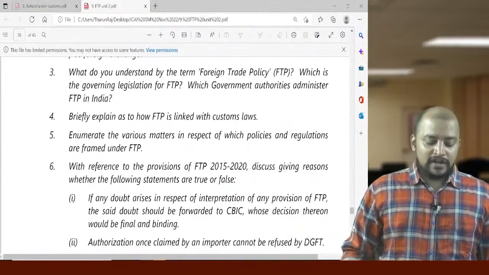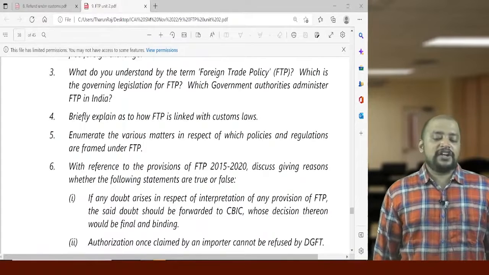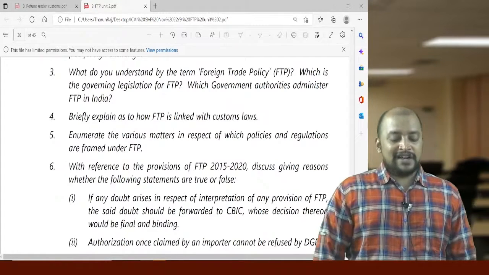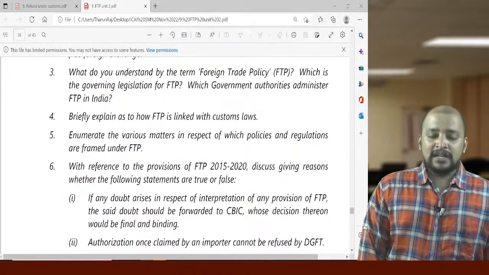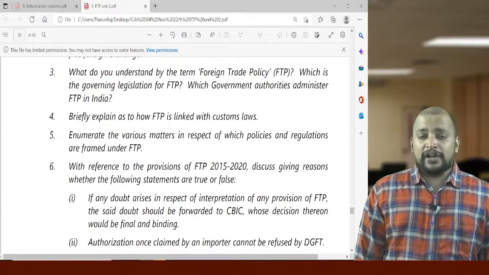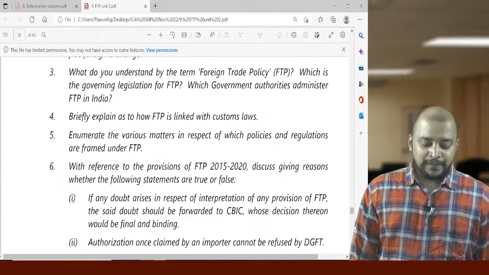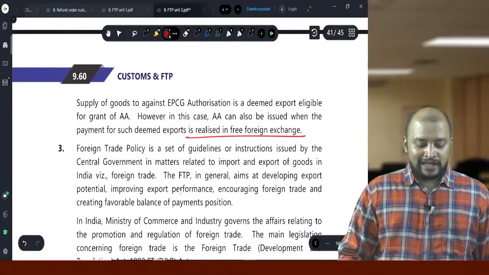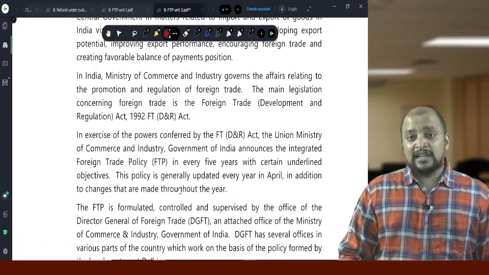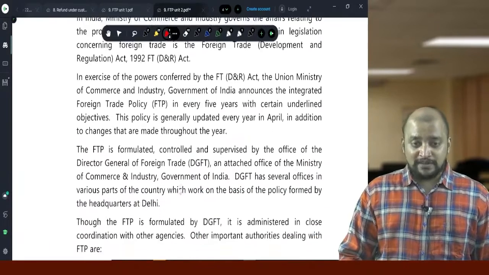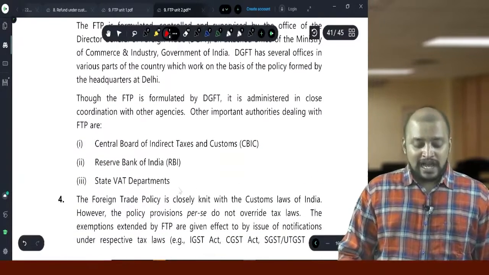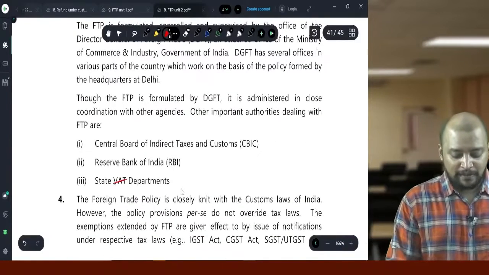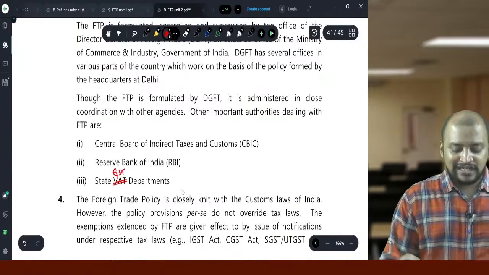Question number 3. What do you understand by the term foreign trade policy, and which is the governing legislation for FTP? The governing legislation for FTP is the Foreign Trade (Development and Regulation) Act, 1992. Which government authorities administer FTP in India? That is DGFT in close coordination with CBIC, RBI and state GST departments. It's not state VAT departments, it is state GST departments.